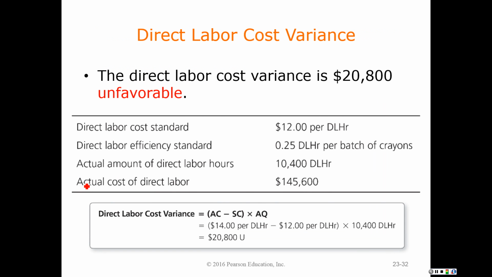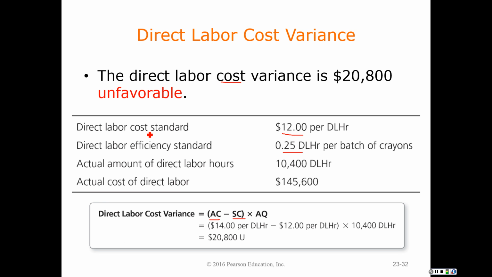Now, the direct labor variance, on the other hand, works the same way. If we're looking at our cost variance, we want to know what was the actual cost that I paid my people per hour versus what I thought I was going to pay them per hour. Well, our direct labor standard was $12 per hour, and we estimated that it should take a quarter of an hour per batch of crayons.